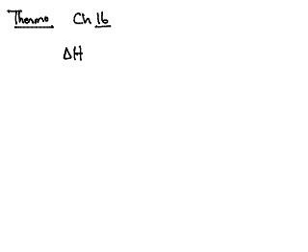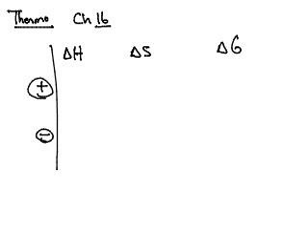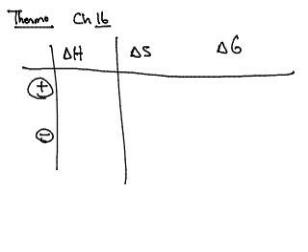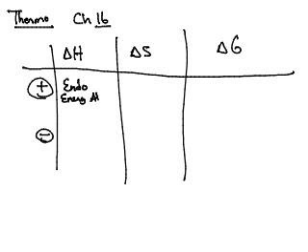So delta H, delta S, and delta G. You've got to know if it's positive or negative, what that means. If you do not know this, you're basically hosed on these questions. And it's easy to get them backwards, isn't it? All right, if delta H is positive, it is endothermic. That means energy is absorbed, right? If delta H is negative, it is exothermic, and that means energy is released.